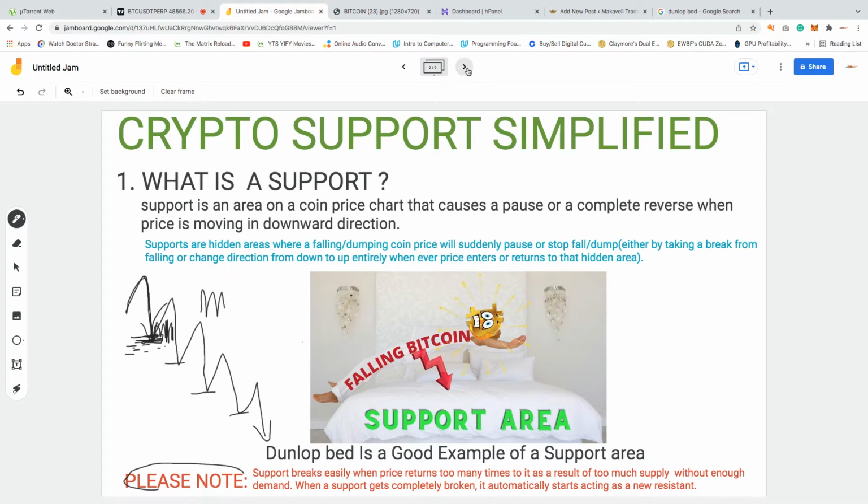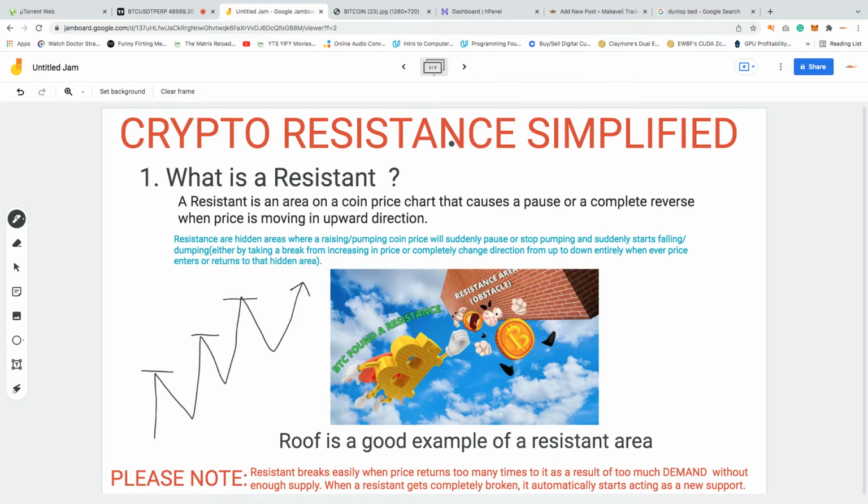What about resistance? Resistance is exactly the opposite of support. Now these are obstacles that are hidden on your chart that cause price to pause when price is moving in an uptrend. Now mind you, resistance is always found when price is moving up. Price must be heading up. Remember, in trading there are only two directions, up and down, and then sideways. Sideways is when there's no move at all, like this is what is called sideways, or known as consolidation.